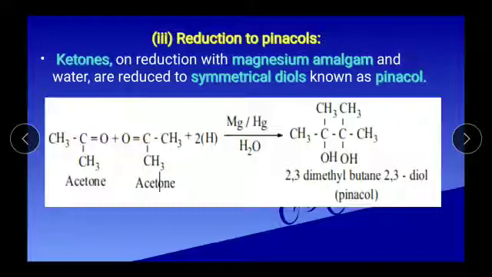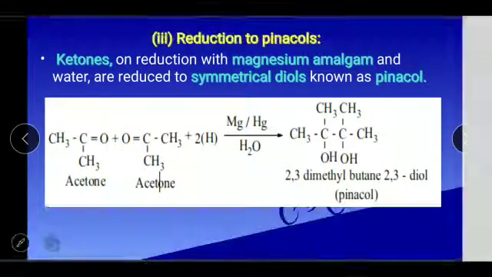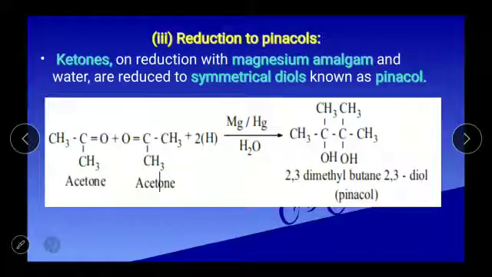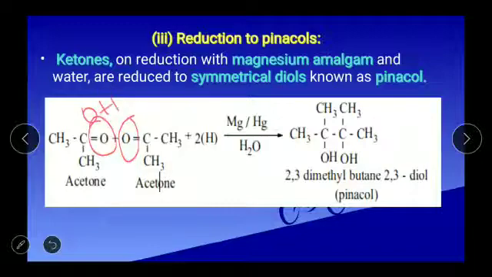Let us move here. C double bond O, how does it become OH? This C double bond O becomes OH, and here also it becomes OH. So we are getting pinacol. Instead of O we are getting OH.